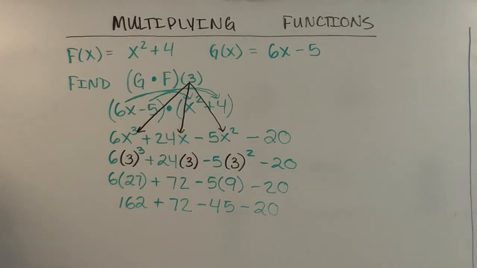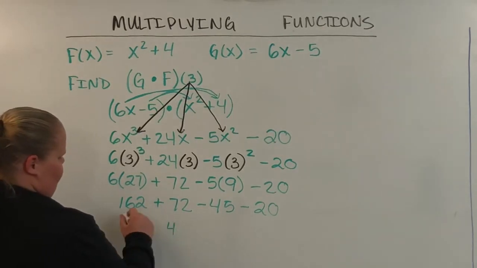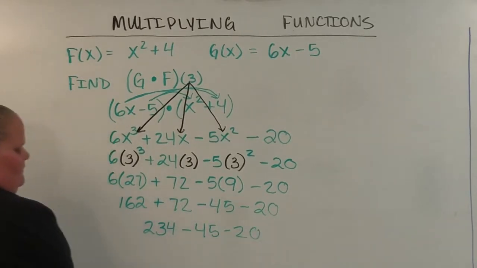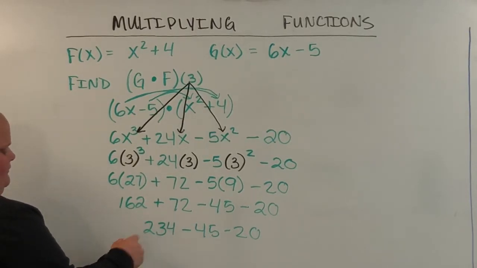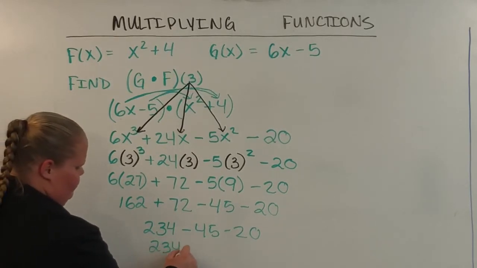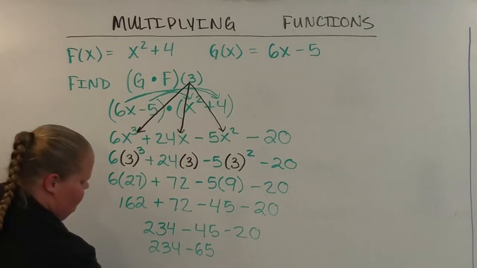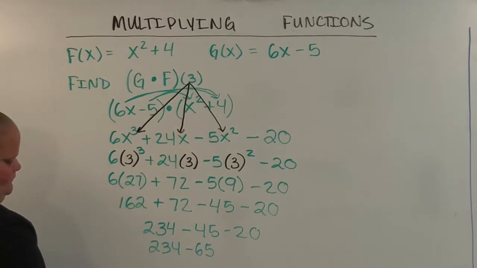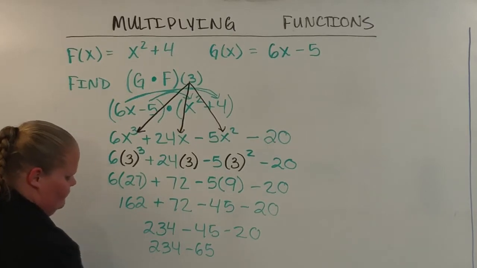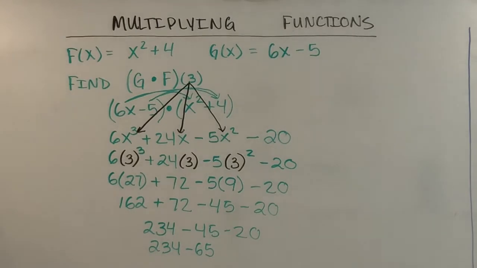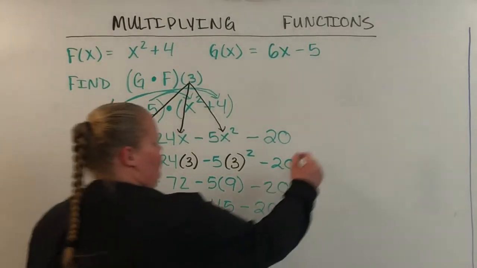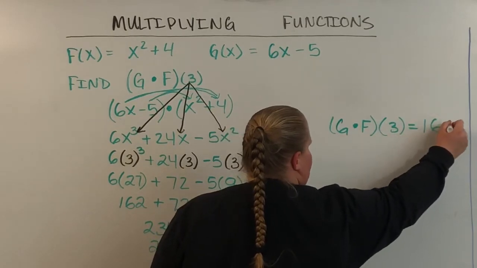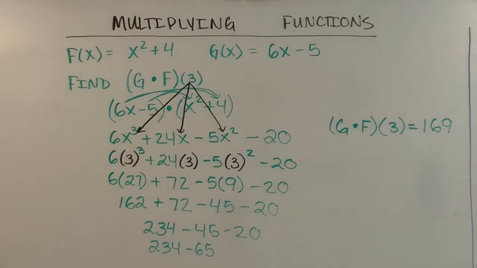So then from here, again, we're just simplifying. 162 plus 72, that's going to be 234, minus 45, minus 20. 234 minus 45, minus 20, that's going to be 234 minus 65. And then it's going to be 169. I'm sorry, 167? No, 169. All right, so G times F of 3 is going to be equal to 169. And that is how you multiply functions.